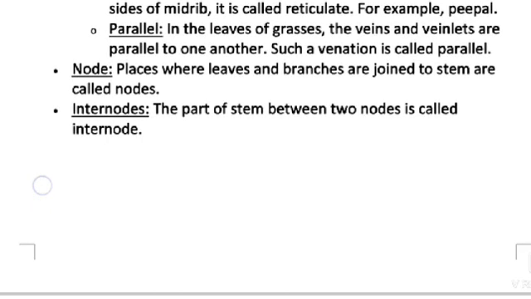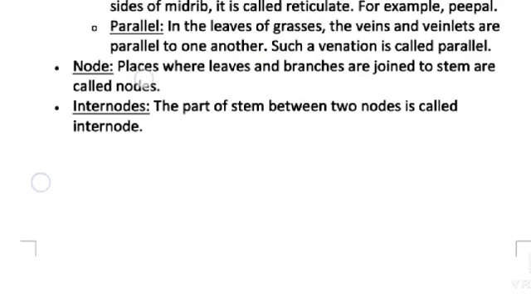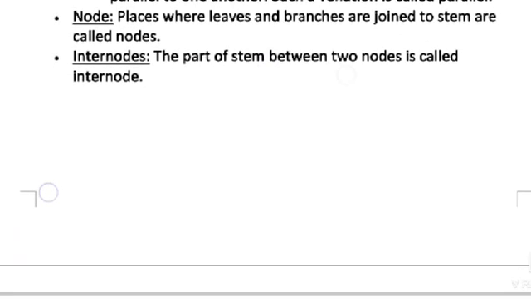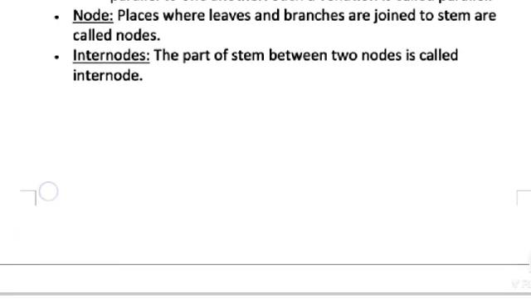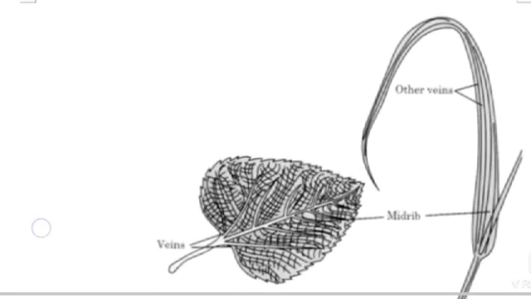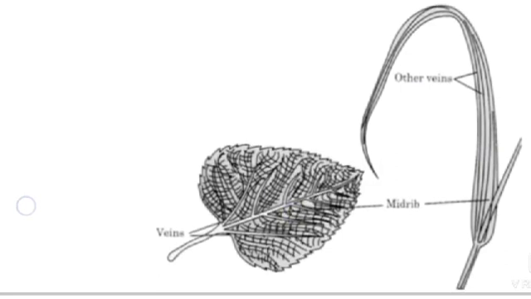Node. The place where leaves and branches are joined to the stem is called node. Internodes. The part of the stem between two nodes is called internode. See the picture? A reticulate venation in dicotyledon, the central region called the midrib. In monocotyledons, this is called a parallel venation.